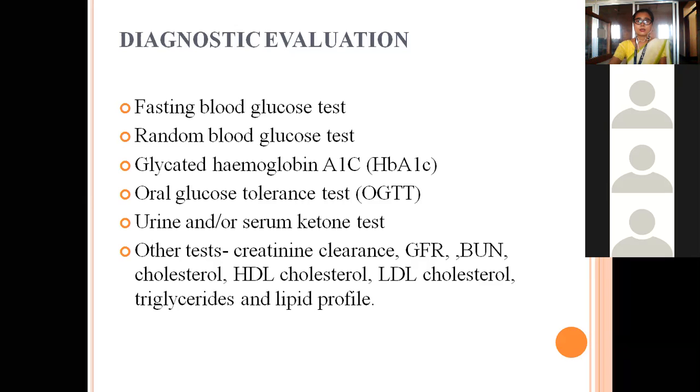Urine and or serum ketone test. And other tests include creatinine clearance, glomerular filtration rate, BUN, which is blood urea nitrogen, cholesterol, high density lipoprotein, low density lipoprotein, triglyceride, and lipid profile. As I have already told, diabetes affects multiple systems, so all these tests are to evaluate your kidney function or your liver function.